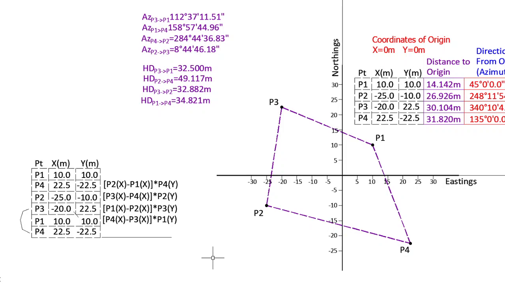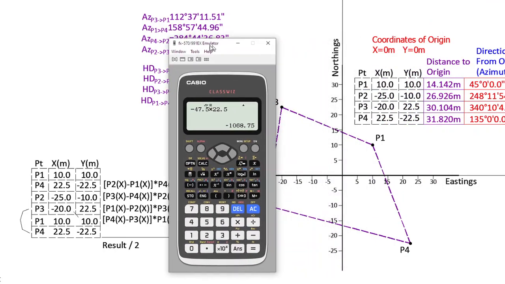And the resulting value is going to be your area. Okay. So you add up all those values, and then this result needs to be divided by 2. Okay. So let's just apply that using my fancy calculator here.